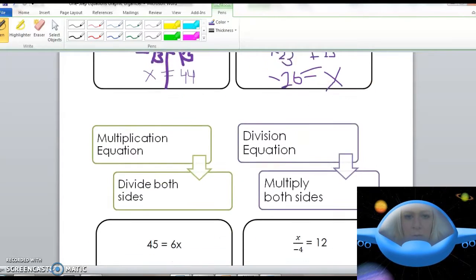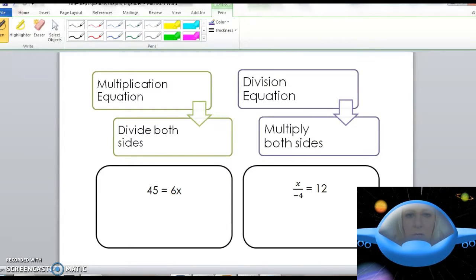Okay, now let's scroll down for multiplication and division equation. So again, this is a multiplication equation because I'm taking 6 and it's being multiplied by x. Again, there's no operation here, so it's already assumed that they are being multiplied to each other. So the inverse of multiplication is division. I'm going to divide both sides in order to get x by itself. I'm going to divide by 6. I'm going to bring down my x.